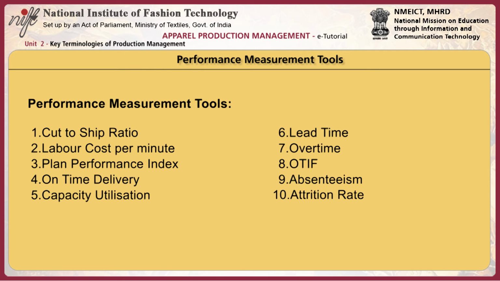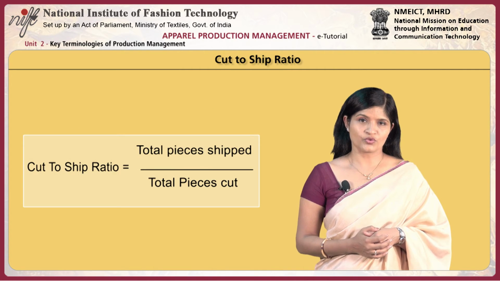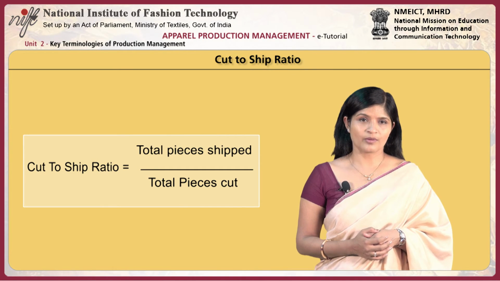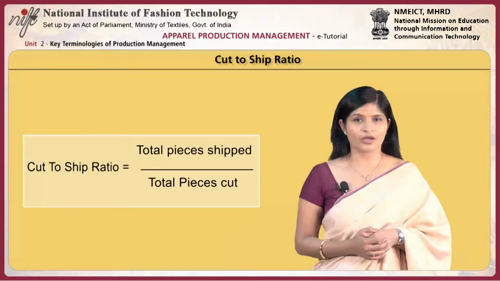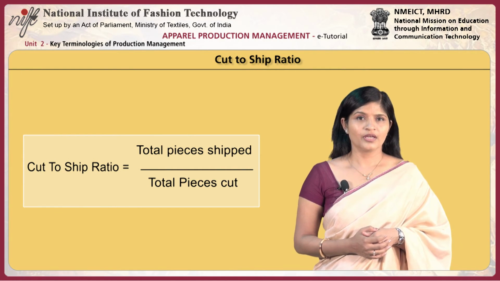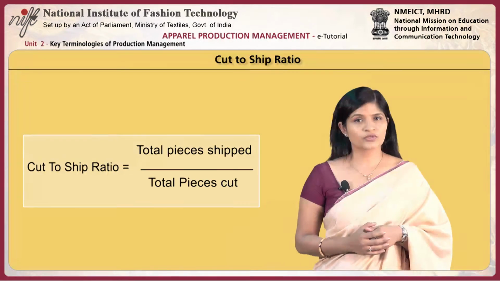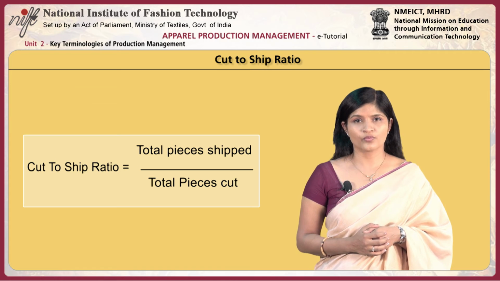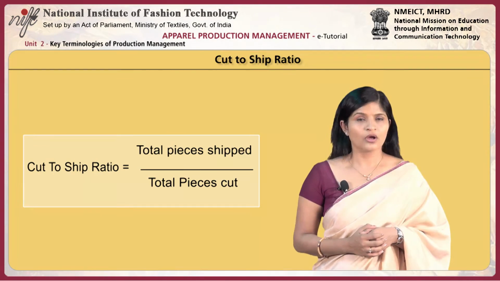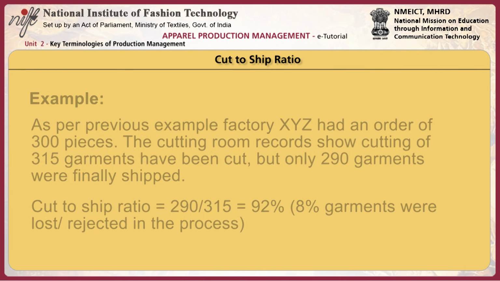Performance measurement tools. The following performance measurement tools are referred from Stitch Diary, March 2013. Cut to ship ratio shows the percentage of garments shipped out of total number of garments cut for the order. It shows a bird's eye view of the entire system. A number close to 98% will be considered very good. This means only 2% of garments are rejected or lost in the system.